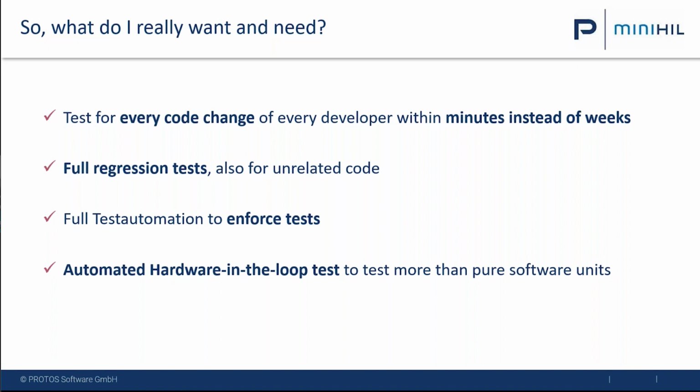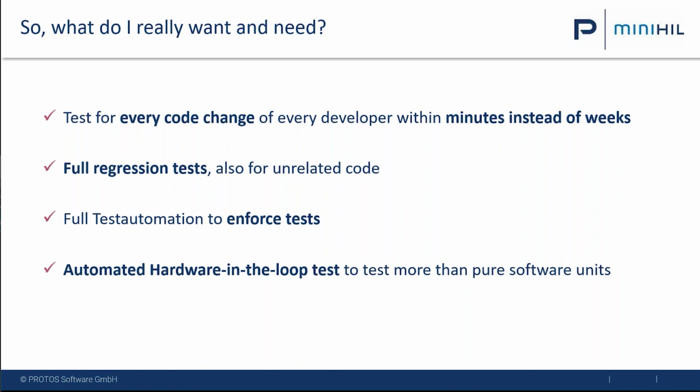We need a full regression test also for unrelated code, because if you change something, there might be errors somewhere else in the system, even if you did not touch that code. So you want a full regression test also for unrelated code.